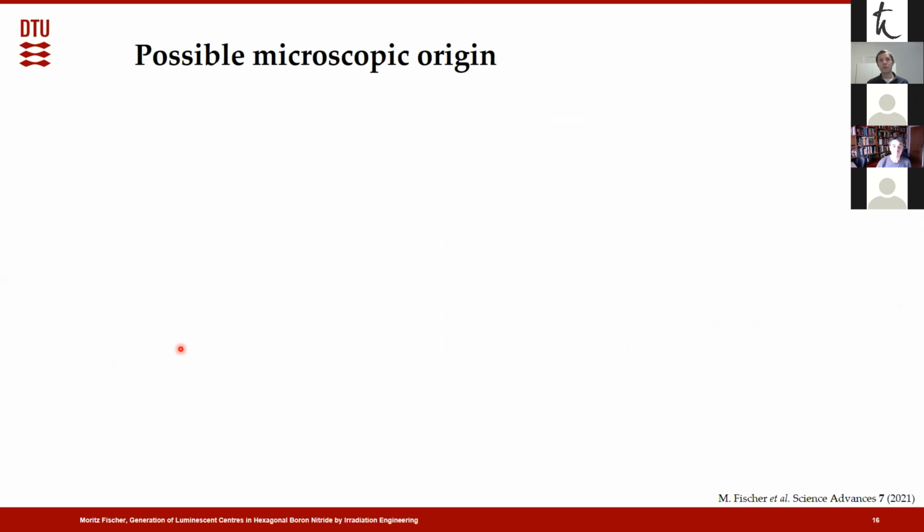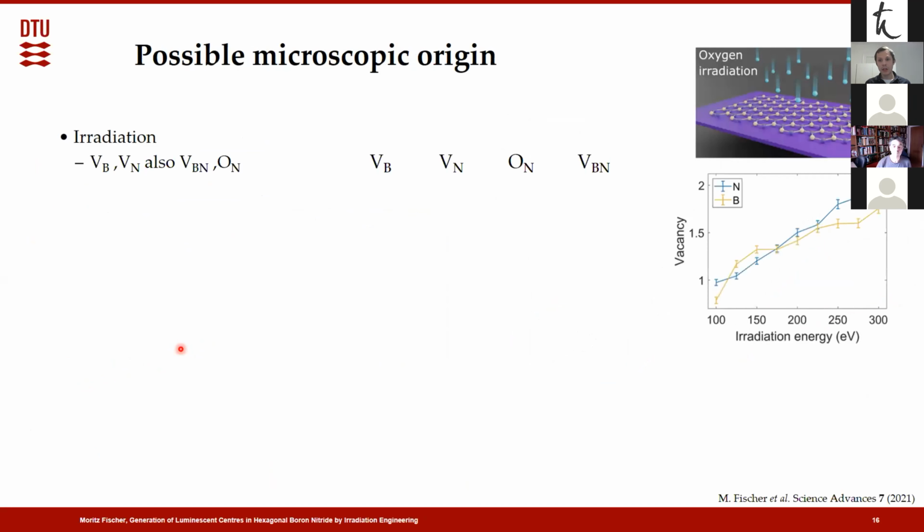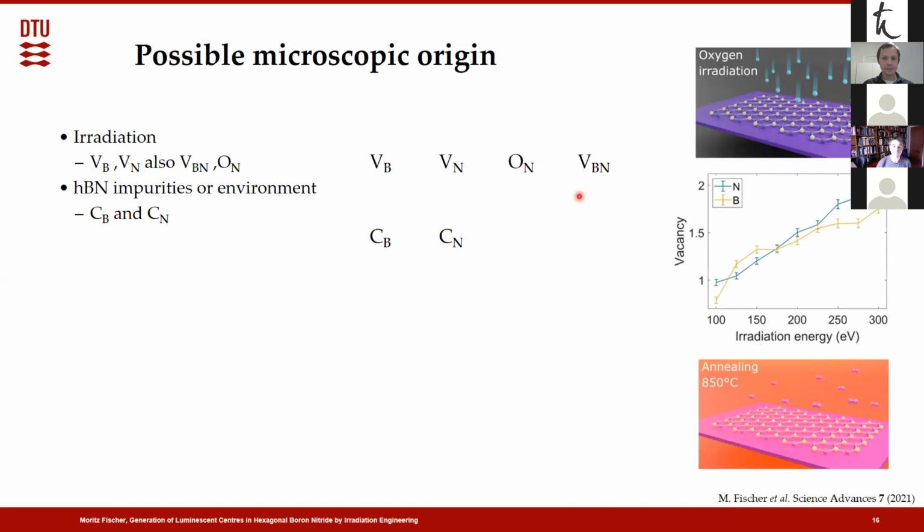And now, having clarified the generation mechanism, we can even go further and study possible microscopic origins. So the irradiation generates, as I showed you, boron vacancies and nitrogen vacancies. But it can also form oxygen vacancies, so this is oxygen on the nitrogen side, and the double vacancy VBN. Then during annealing and also from impurities from the HBN itself, you can easily incorporate carbon into the HBN, leading to the CB and CN, so carbon both on boron and nitrogen sides. And also the annealing will provide nitrogen atoms on the HBN by just splitting the nitrogen molecule. And this will annihilate the VN and the ON, and it will transform the BN to the VB.